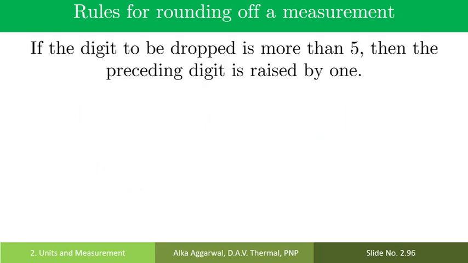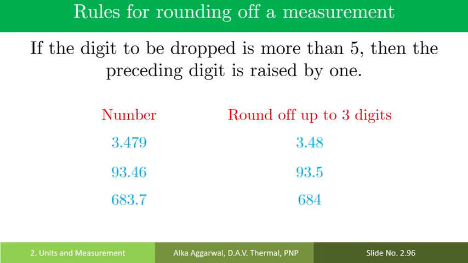Second rule: if the digit to be dropped is more than 5, then the preceding digit is raised by 1. In other words, if the digit to be dropped is 6 or more, then the preceding digit is to be raised by 1. For example, in the number 3.479, if the number to be dropped is 9, which is greater than 5, the preceding digit is raised by 1 and the result is 3.48.